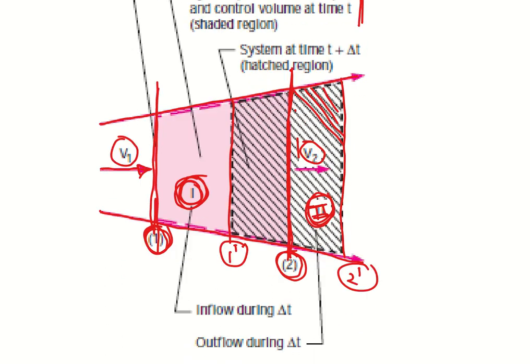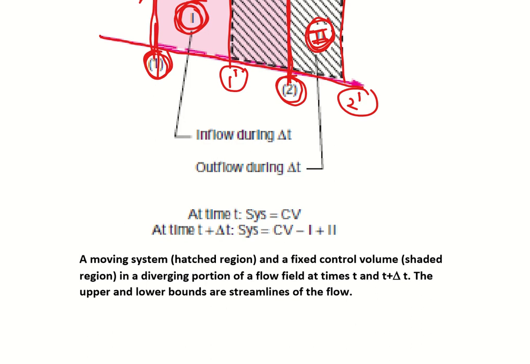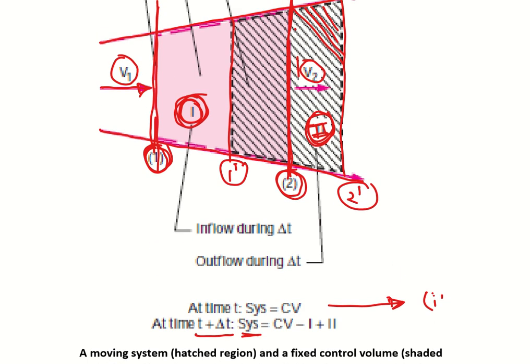Right. So after understanding this figure, we can write this equation: system property and control volume property are the same when time is t, and at time t plus delta t, the system property, which is shown with the help of this hatched line, is equal to what? Control volume, which is shown with the help of the shaded region, minus 1 and plus 2.